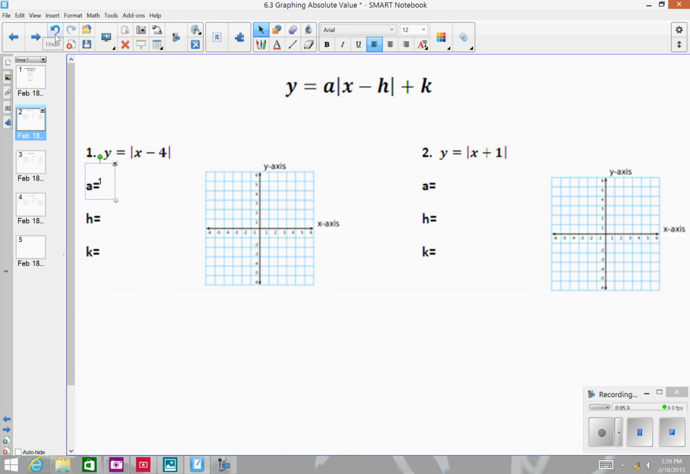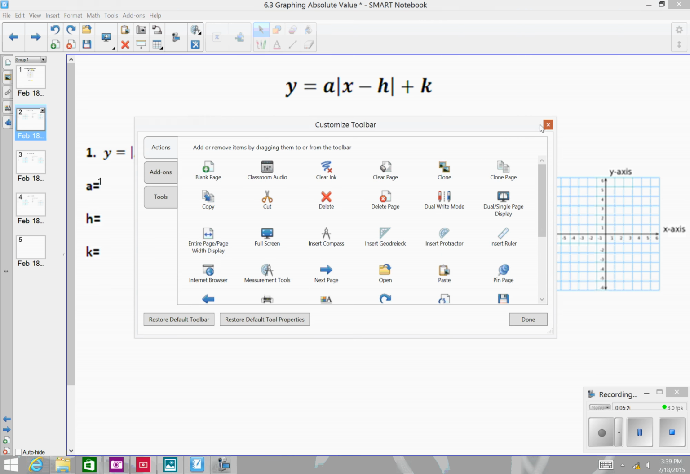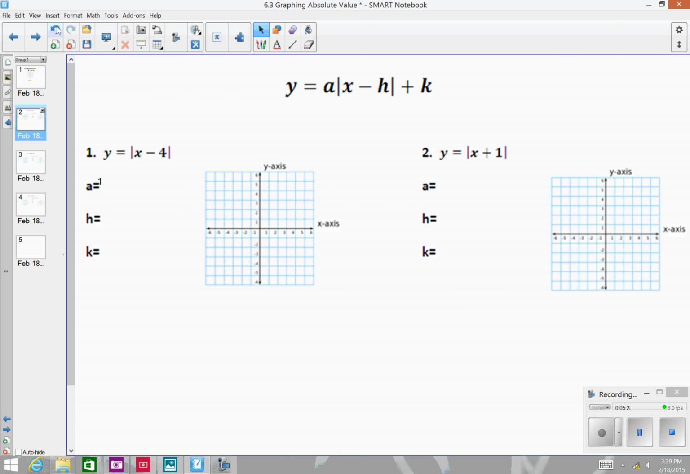Let's undo that. In that case, let's delete that one. Sorry about that. And let's say that our A value is going to be 1. Oh, that's better. Okay, now our A value is going to be 1. Now, what's our H value?